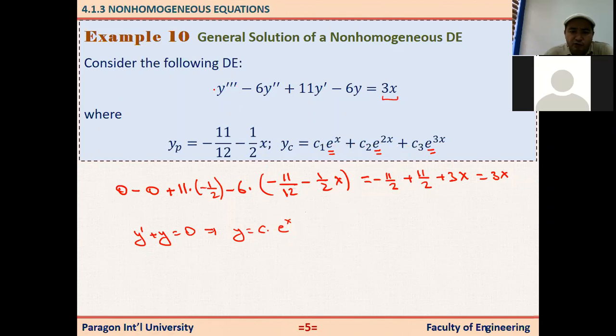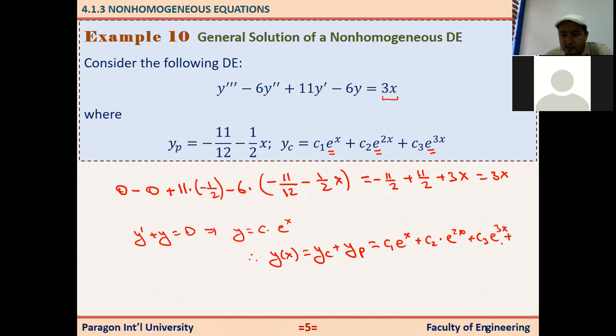So then what will be the solution of this differential equation? The solution of this differential equation will be the complementary solution plus the particular solution. And the complementary solution is C1 e to the power x plus C2 e to the power 2x plus C3 e to the power 3x, plus the particular solution, minus 11 over 12 minus 1 over 2x. This is the general solution of the given equation.